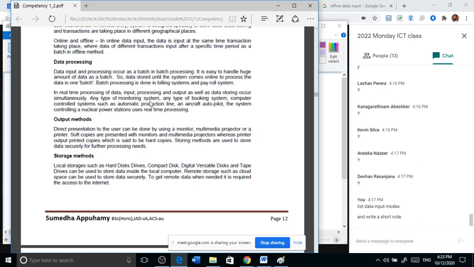Any type of monitoring system and any type of booking system, computer control systems such as automatic production lines and aircraft autopilot, the system controlling nuclear power stations, use real time processing.